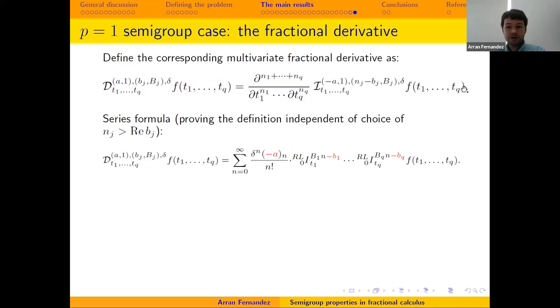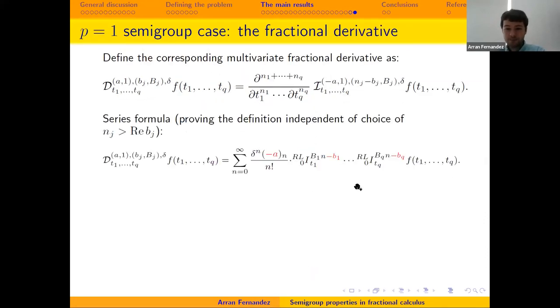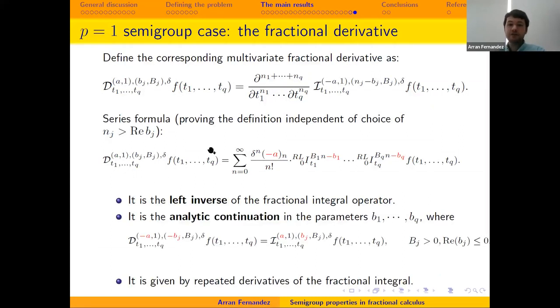And here is the series formula for the derivative, which is again looking the same as before. I go back. This is the same, you just replace little a by minus little a and the little b's by minus little b's. So this is the left inverse, analytic continuation, and it is given by repeated derivatives of the fractional integral.